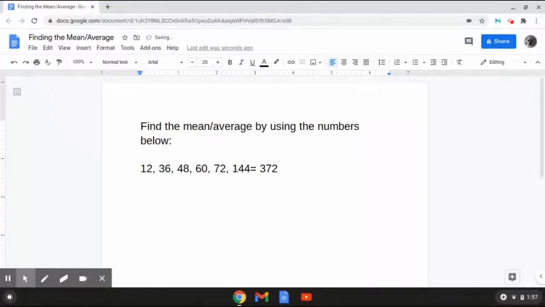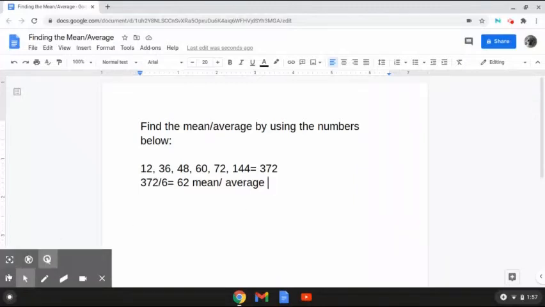Then, from here, we're going to take the 372 and divide it by the total value of numbers, which is 6. 372 divided by 6. That'll give us 62. So 62 is the mean/average for this problem because 372 divided by 6 is 62. And that is how to solve this problem. So let's move on to another one.